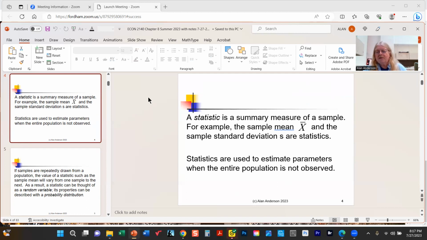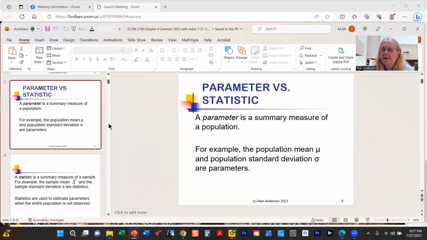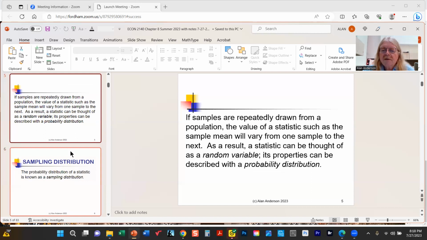So all of a sudden, for the first time, it took us until chapter 8 to actually define what we mean by the word statistics. That's kind of interesting. So yes, the word statistic refers to a summary measure of a sample as opposed to a parameter, which refers to the measure of the entire population. So what this means then is that statistics are being used to estimate parameters. So if the samples are drawn repeatedly from the same population, the value of a statistic such as X bar will vary from one sample to the next.